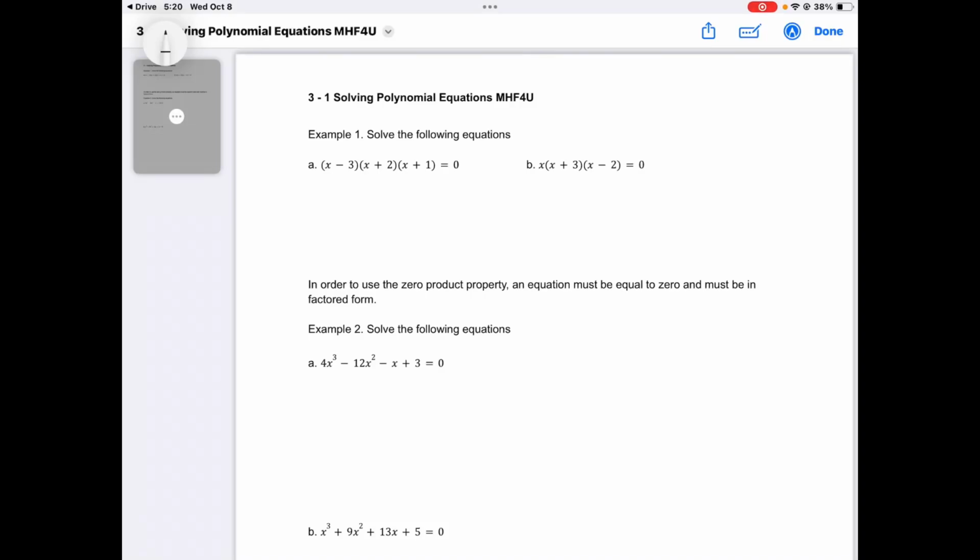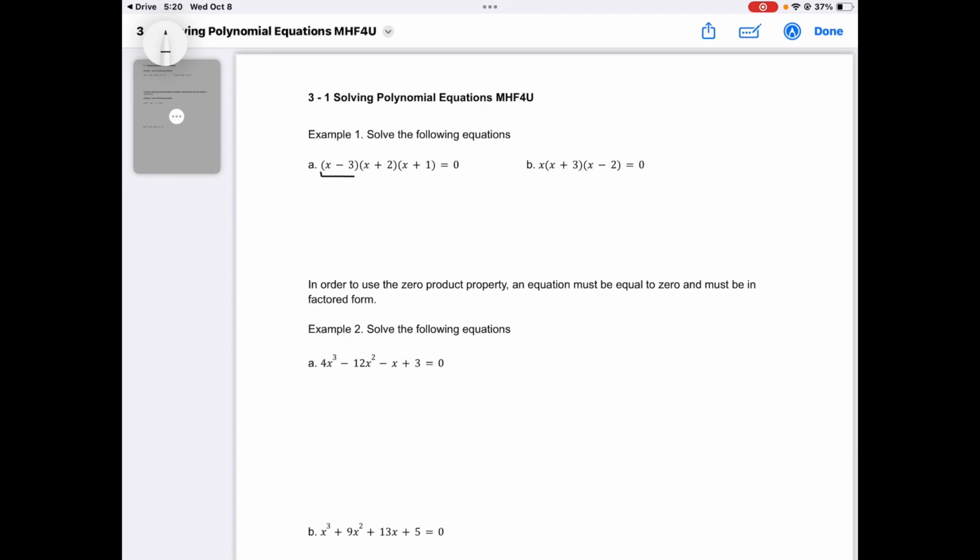Here are a few examples of solving polynomial equations, which is going to use our ability to factor polynomials and our knowledge of the zero product property from factoring quadratics. So these first two equations are already in factored form. And if we remember, solving an equation means to find the value of x that makes the equation true, or the left side equal the right side.